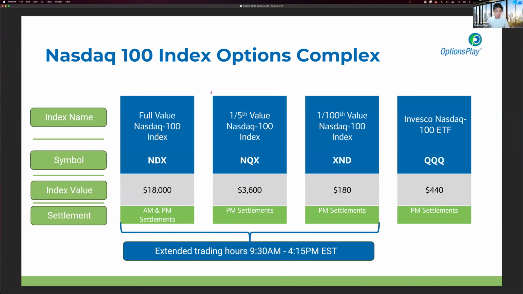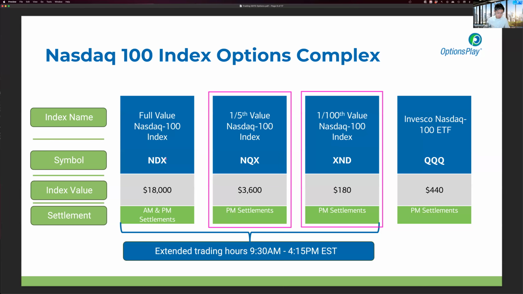To address the problem with the size, there is NQX and there's XND, 1/5 and 1/100th the value of NDX. Both of these products are similar to XSP and the nanos. Basically, the further down in size you go, the less liquid they are. So one is a $360,000 product and one is an $18,000 product. These are contract sizes that are better suited for retail traders, all PM settled, so you really don't have to worry about exercise and assignment risk.